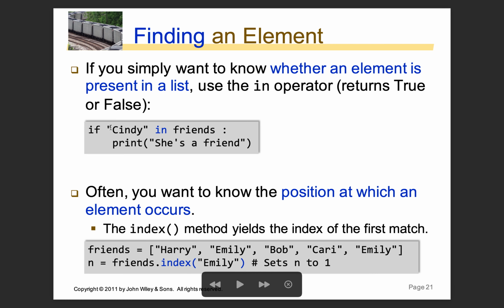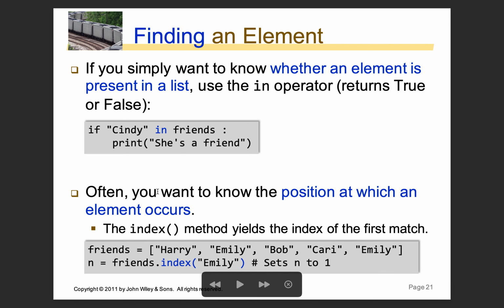So if the data Cindy is in friends, so it runs through the list friends and checks each index to see if the data Cindy is in the list. If that returns true, print she's a friend. If it returns false, it would move on to the next line of code. Sometimes we don't just want to know whether or not there is an element in the list, okay, whether or not Cindy is a friend, but we want to know in which position that element occurs. So the way we can do that is using the index method.